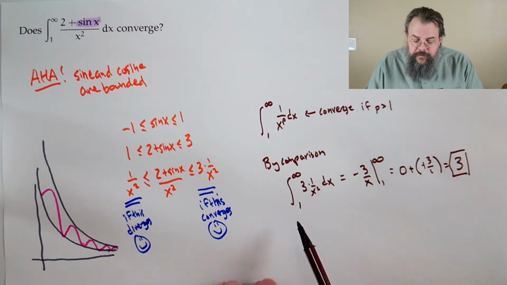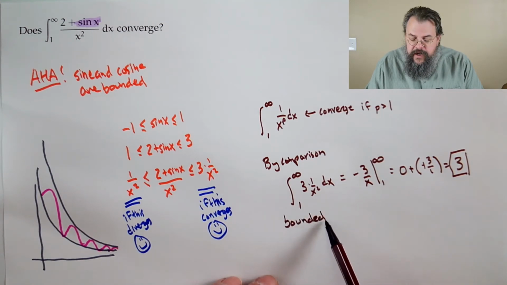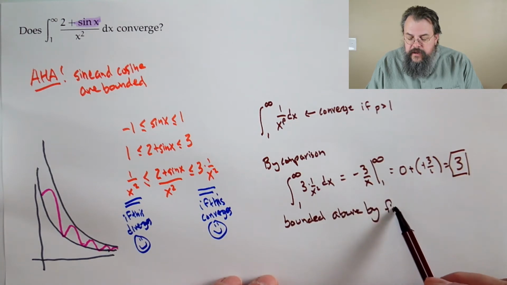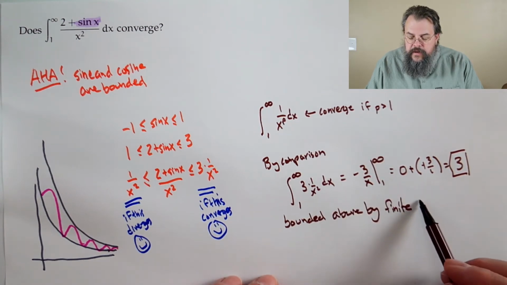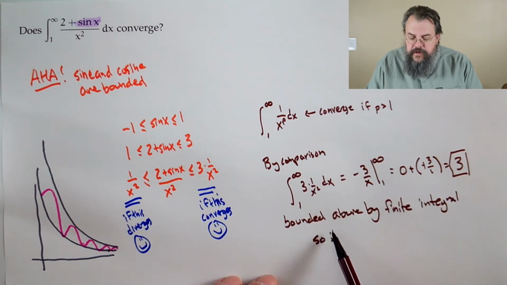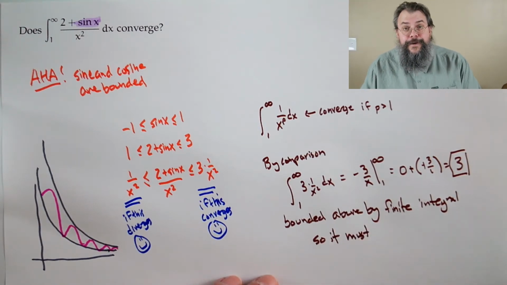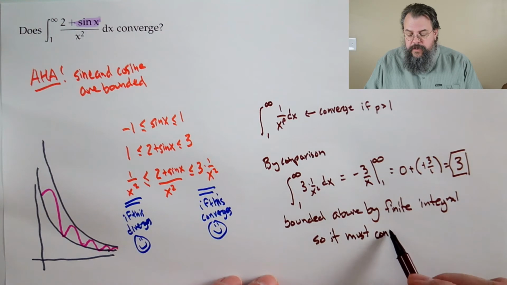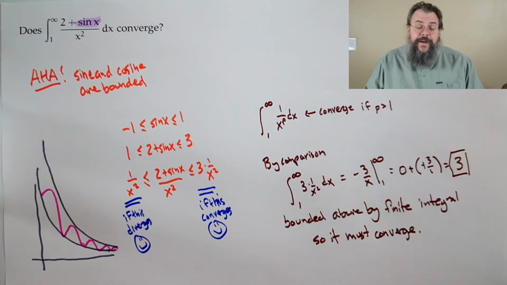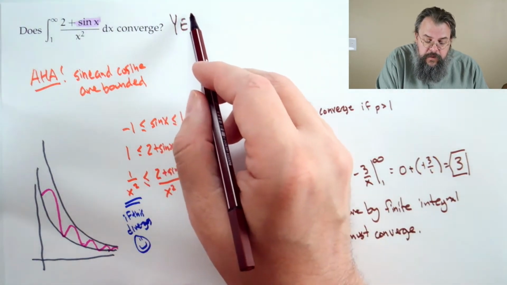So since it's bounded above by something finite, our conclusion is it must converge. It is equal to some finite value. And there we go. Now, we don't know what that finite value is. We'll probably never know. We can, of course, get good approximations.